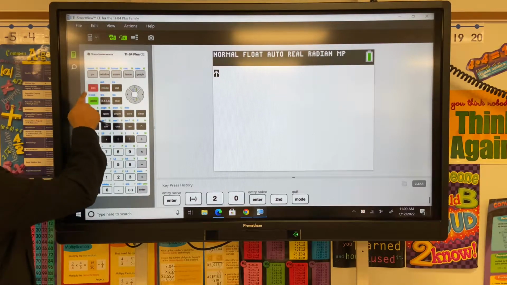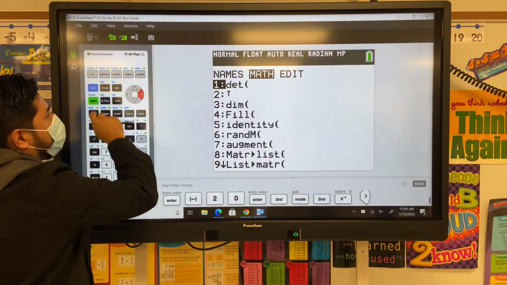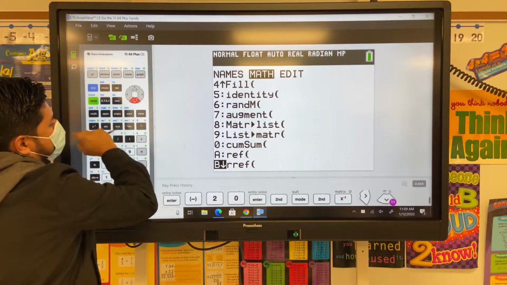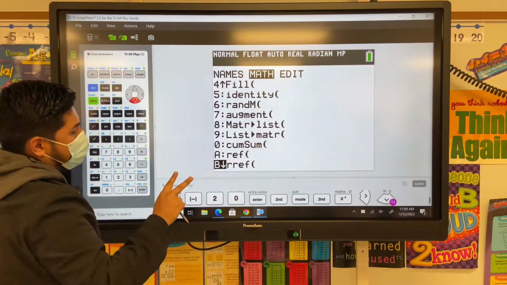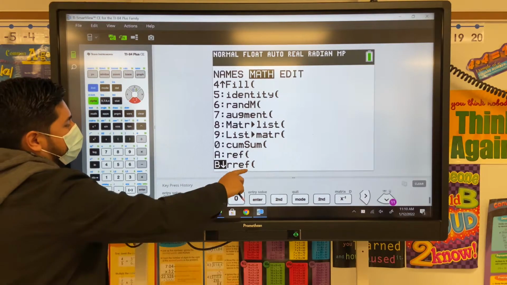Go back to second matrix. This time we're going to math. Going all the way down to letter B. A, B. Has to be the one with 2 R's. Reduced echelon. We don't want the first one, okay? So it has to be letter B.